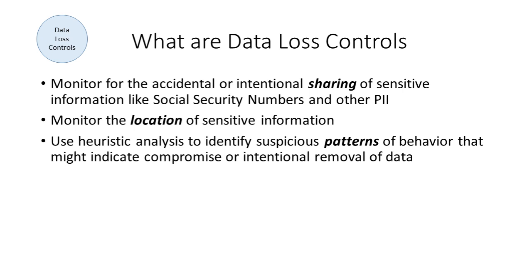Data loss controls. How are we going to monitor for accidental or intentional sharing of sensitive information such as HIPAA information, Social Security numbers, PII, personal identification information? How can we make sure that we're limiting that? How can we monitor where that information lives in our Office 365 cloud and make sure that we're analyzing patterns to see whether there's behavior that we should, as security-minded administrators, be aware of.